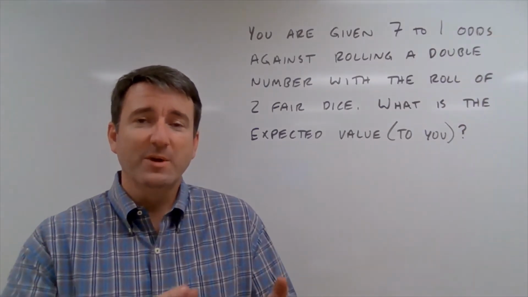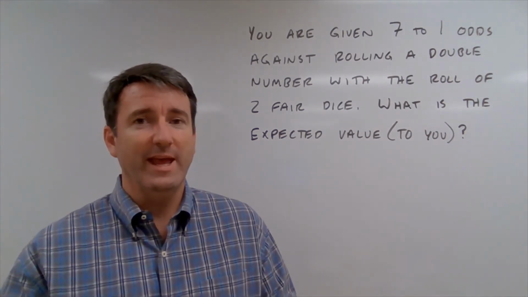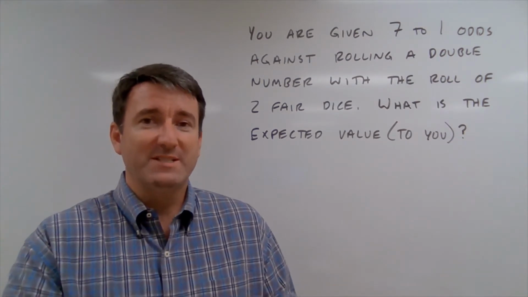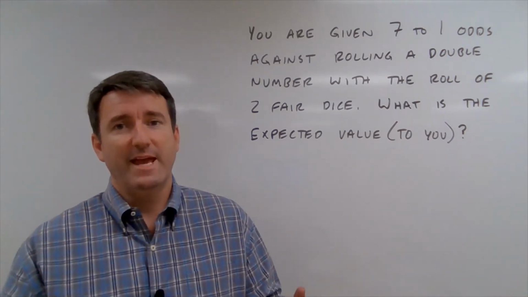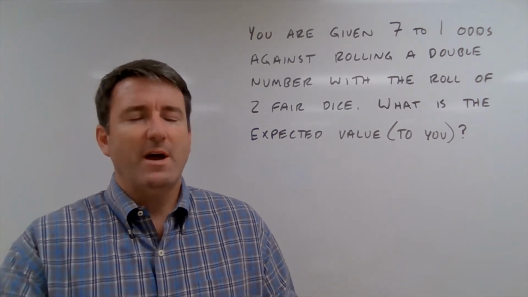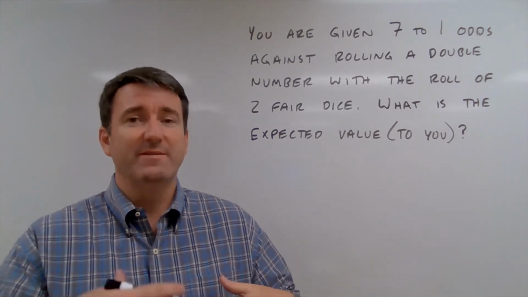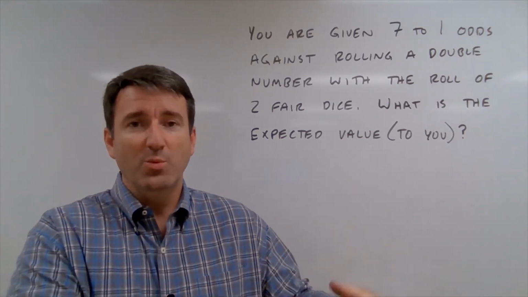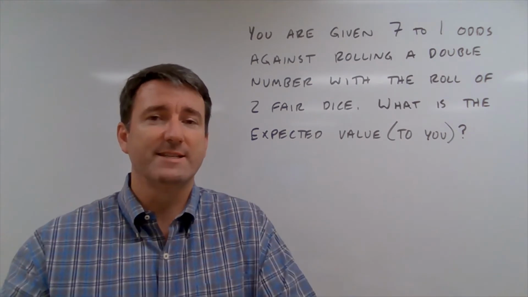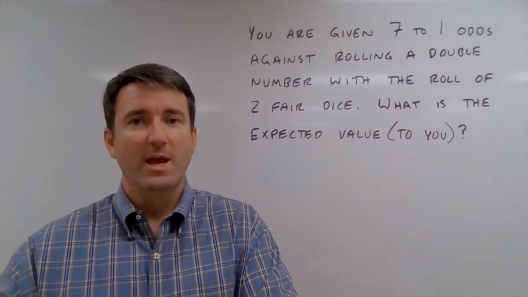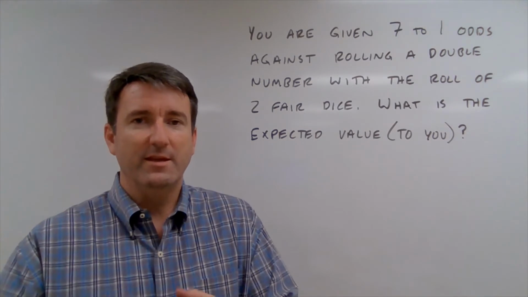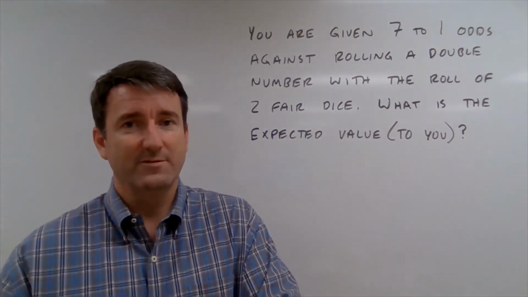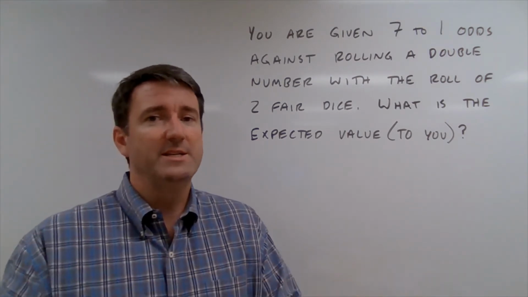Example number 1, you are given 7-to-1 odds against rolling a double number with the roll of 2 fair dice. What is the expected value to you of this game? So first, let me talk about what it means to be given 7-to-1 odds against. What that means is that if you're successful, you win $7. If you're unsuccessful, you lose $1. So there's two events happening here. The event that you are successful and the event that you are unsuccessful. And there's a value for each of those events.